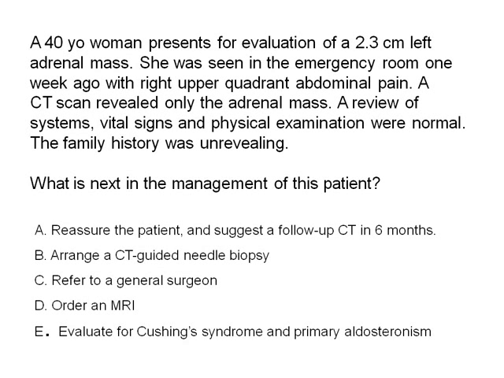Next case. A 40-year-old woman presents with a 2.3 centimeter left adrenal mass. She was seen in the emergency room 1 week ago with right upper quadrant abdominal pain. The CT scan revealed only an adrenal mass. The review of systems, vital signs, and physical exam were normal. The family history was unrevealing. What's the next step in how you manage the patient?